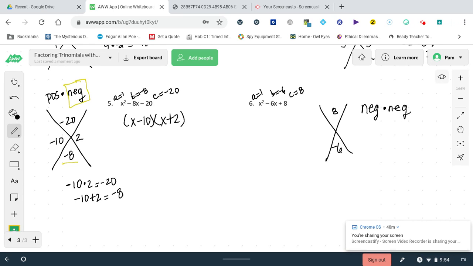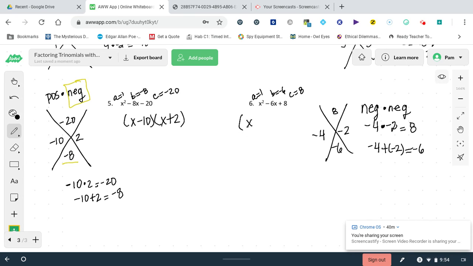Okay, what negative number times another negative number will produce positive 8 but yet add up to negative 6? Well, that's going to be negative 4 times negative 2, and negative 4 plus negative 2 is negative 6 here, and this is positive 8. Negative 4, negative 2.